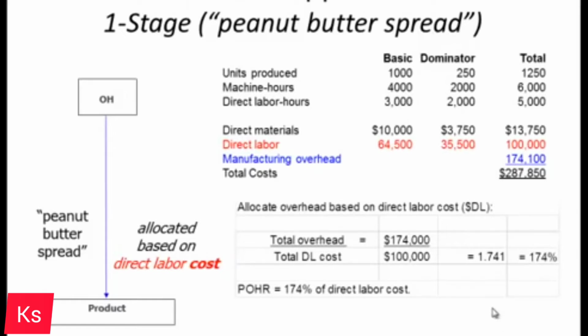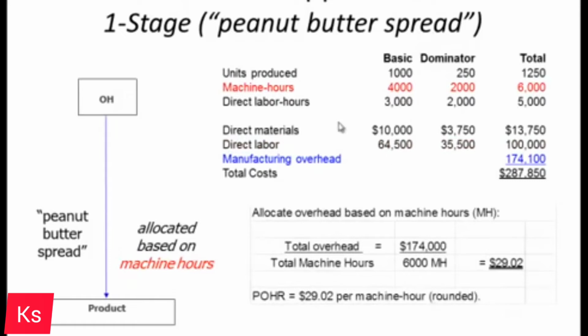Let's do one last one. Let's suppose we're going to allocate overhead based on machine hours. Our basic product line consumes 4,000 machine hours for the year. So we would take our 174,000, divide by 6,000 machine hours, and we get a rate of $29.02. So our predetermined overhead rate is $29.02 per machine hour.